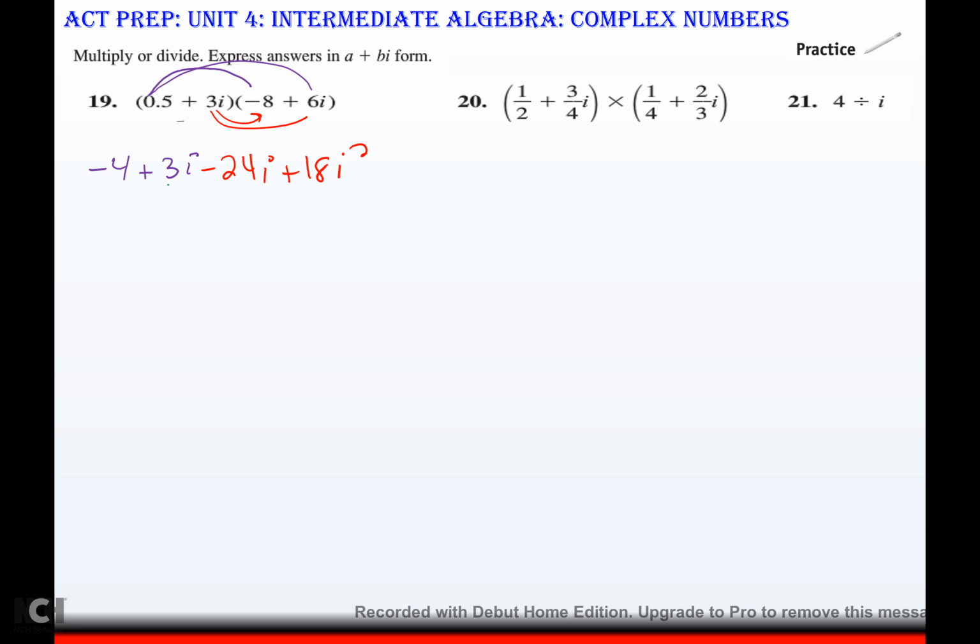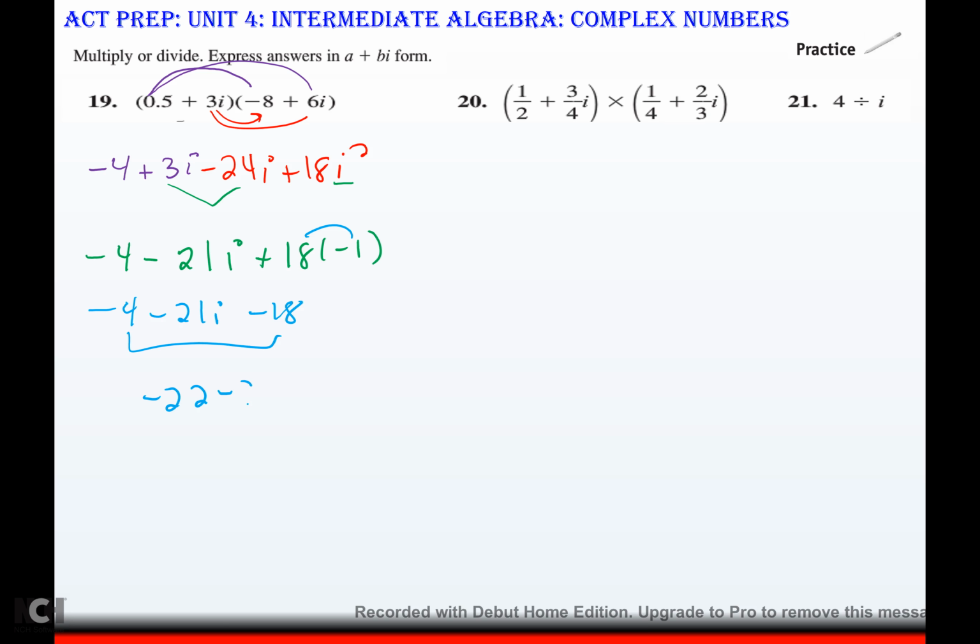So I'm going to combine like terms and replace i squared. I have negative 4 minus 21i plus 18 times negative 1. So negative 4 minus 21i minus 18, combine like terms, and I get negative 22 minus 21i.